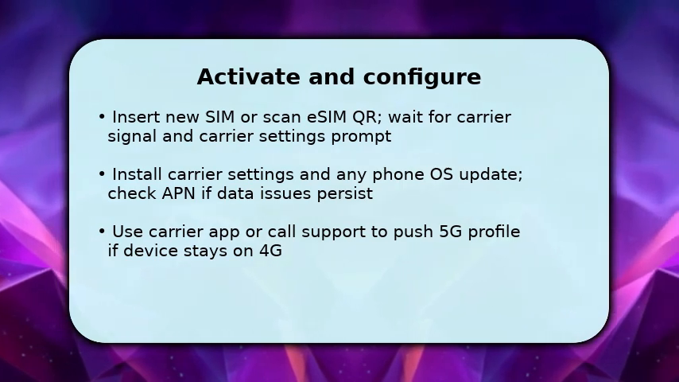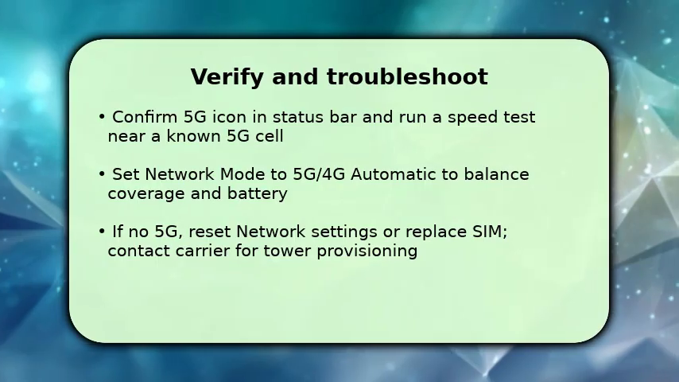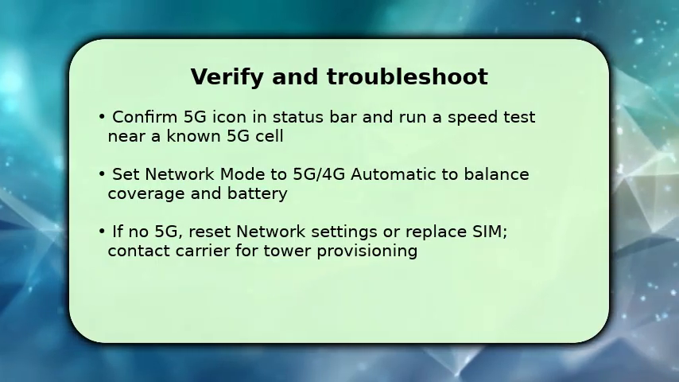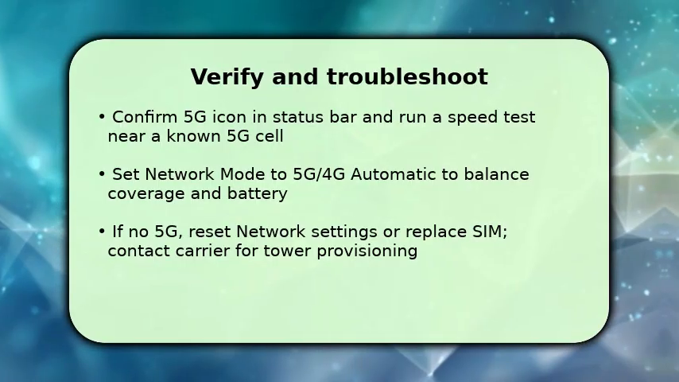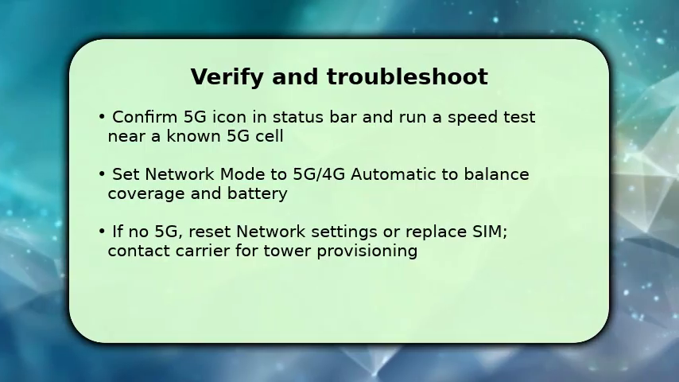You should now see a 5G indicator. Run a quick speed test to verify throughput and move toward a window or outdoor spot for better signal. Make sure network mode is set to 5G/4G automatic so your phone switches intelligently.